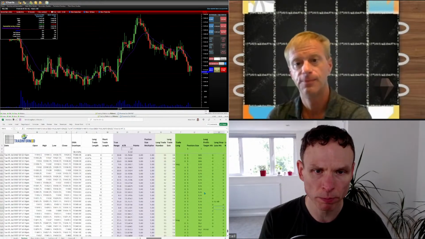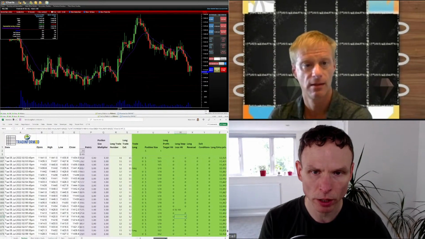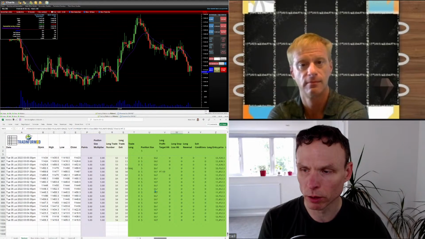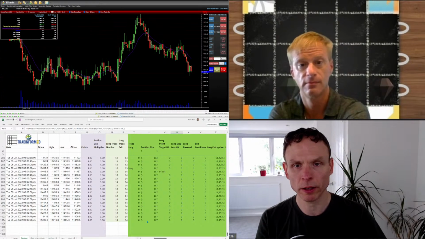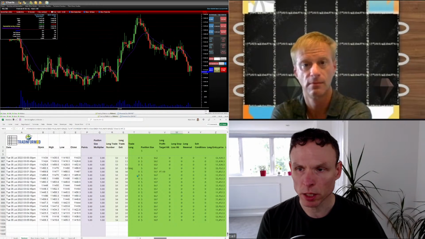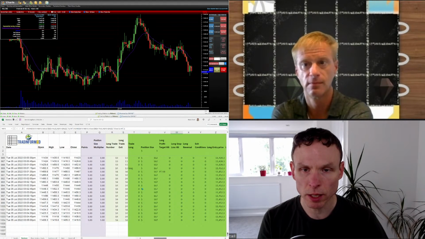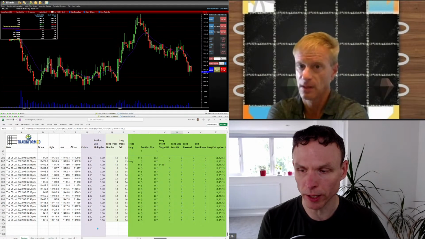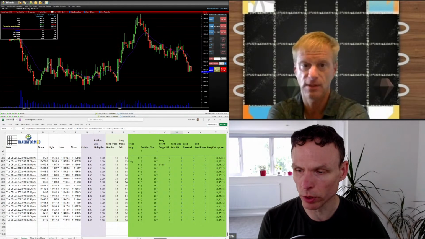If I zoom in like so, you can see the data streaming in. And if we wait not very long, we're probably going to enter another trade. So you can, line by line, bar by bar, see what the indicators are doing and see when you're entering and exiting each trade with this spreadsheet.